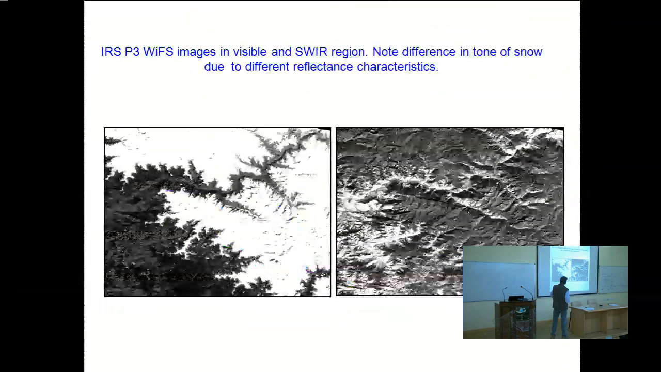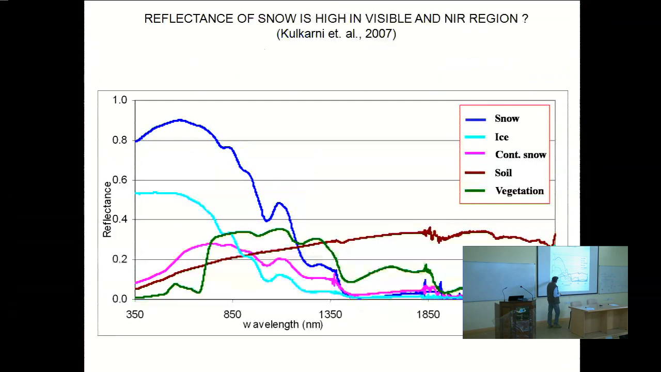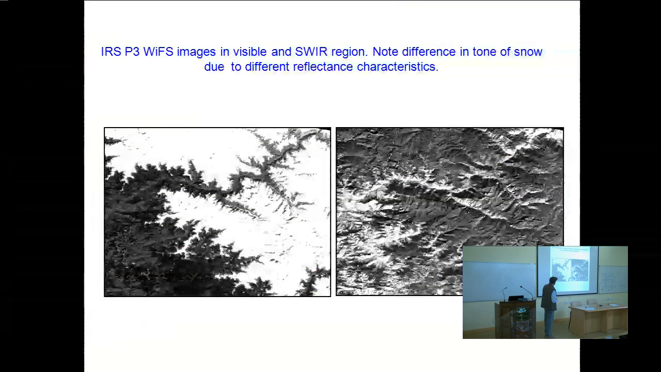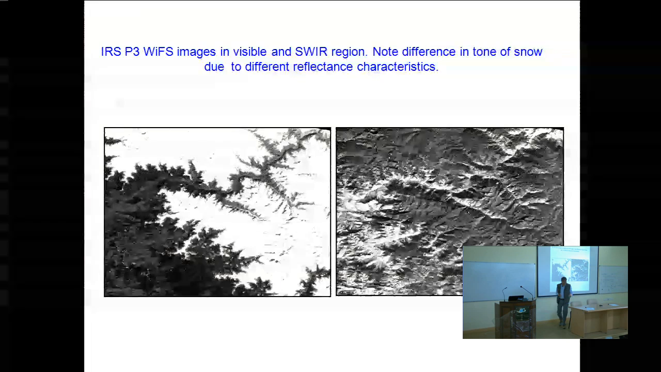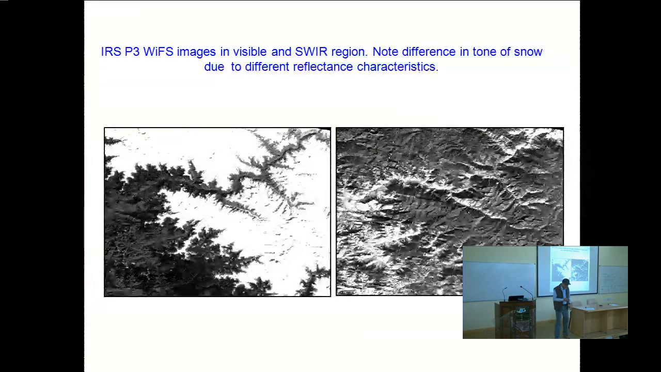So let us look at this. I just wanted to show you that you have a very high reflection in the visible region, and you have very low reflection in the SWIR region. Correct? Clear? Now you look into the satellite images, how they look. This image is in the visible region, and this image is the SWIR region. The region where reflectance is high looks bright, and the region where reflectance is low looks completely dark.